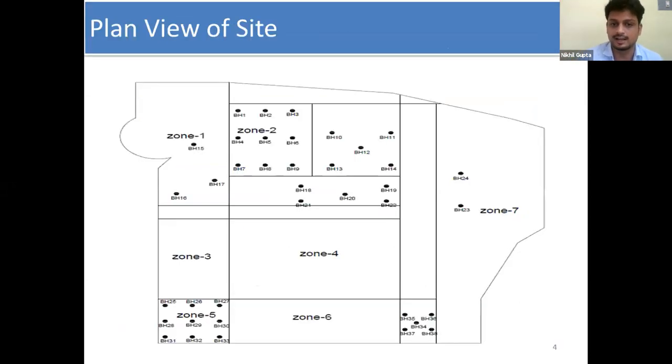And for design of safety related structures, we have to carry out liquefaction assessment. This is the plan view of a nuclear site. The analysis is carried out for 38 boreholes.